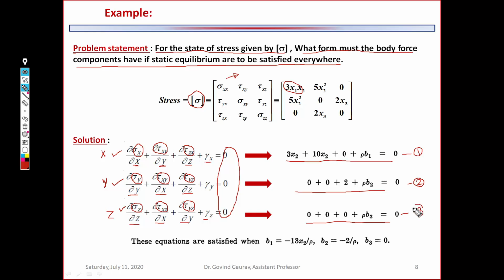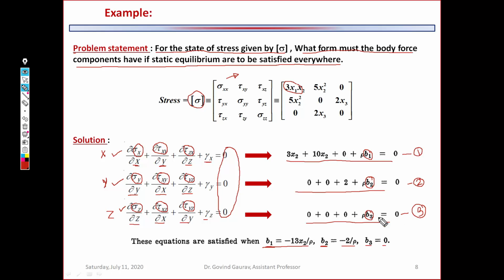And now in the question it has been asked to calculate the values of the body forces. So what are the body forces in the x direction? It is represented by b1. The body force acting in the y direction is represented by b2, and the body force that is acting in the z direction is represented by b3. If we solve these three equations, we will get the value of the body force that is acting in the x direction, which is this value. The body force that is acting in the y direction is represented by this value, and the body force that is acting in the z direction is 0, because this term itself is 0.